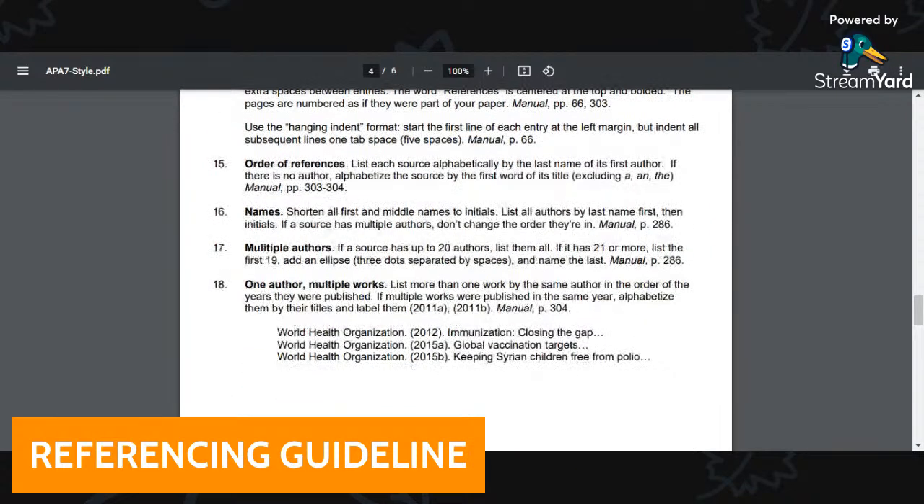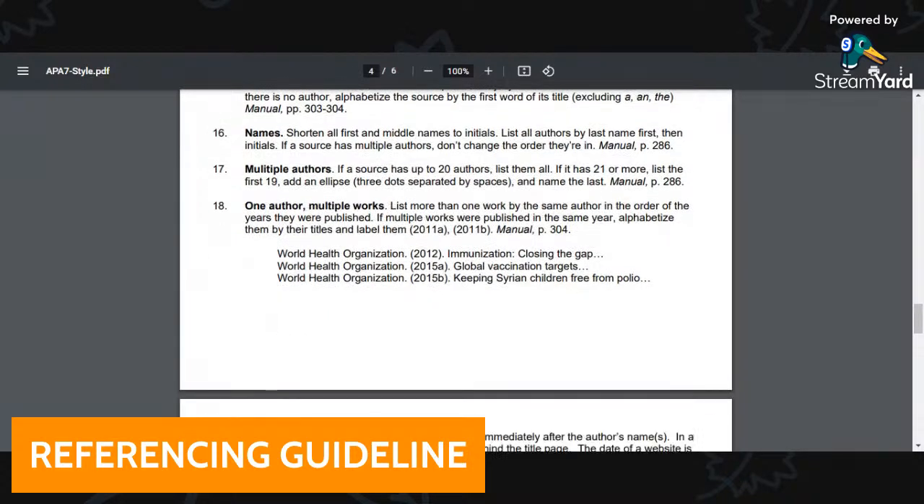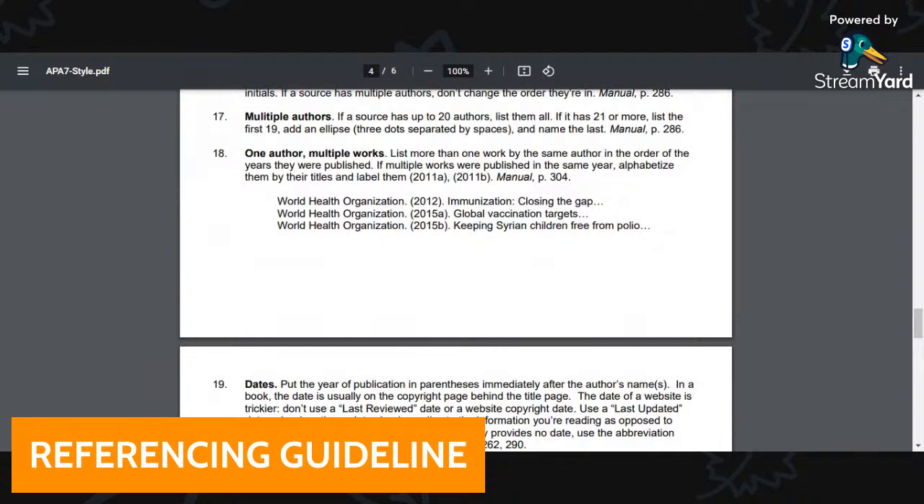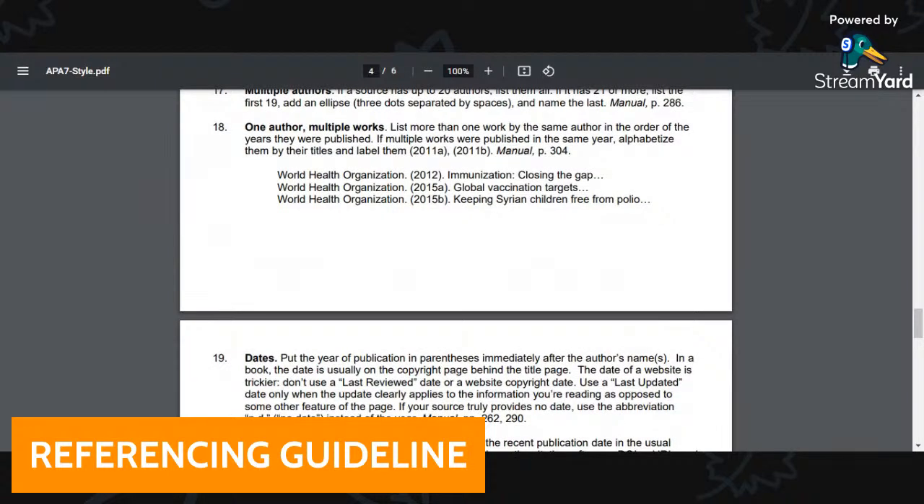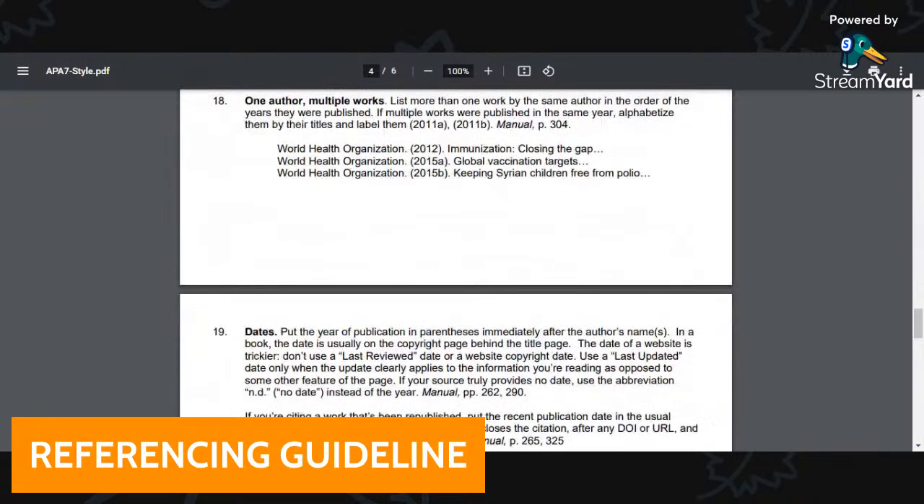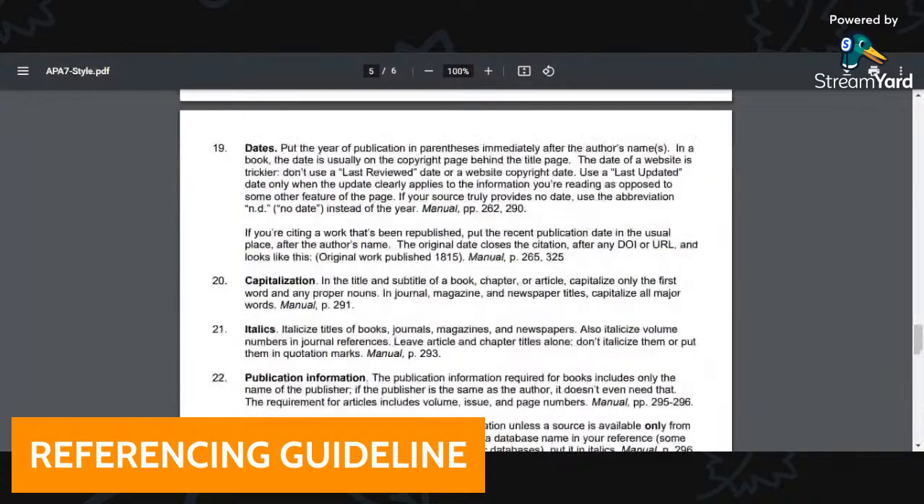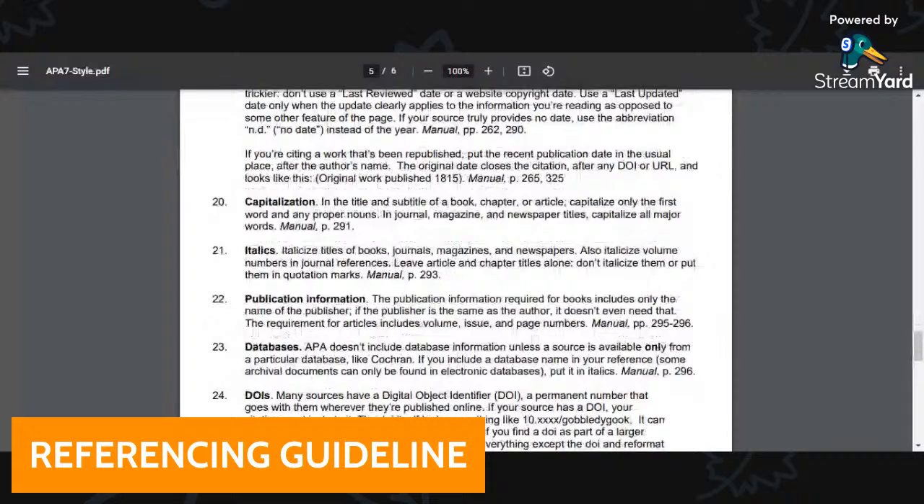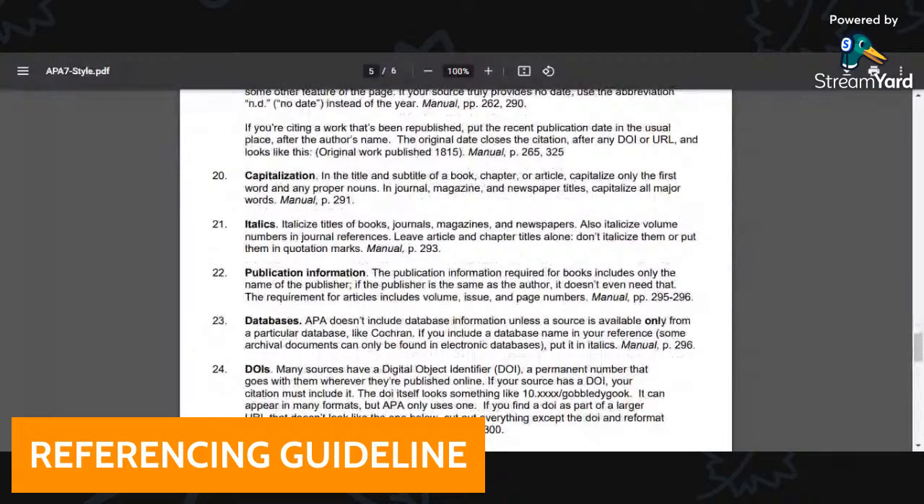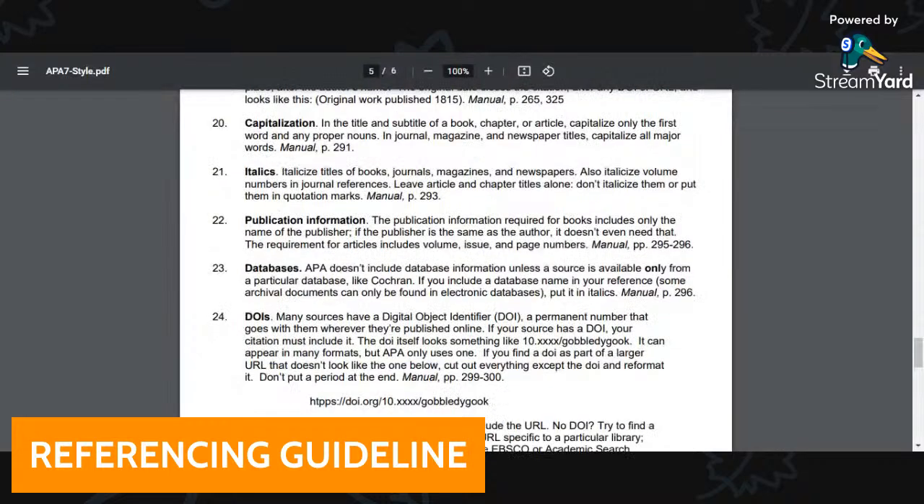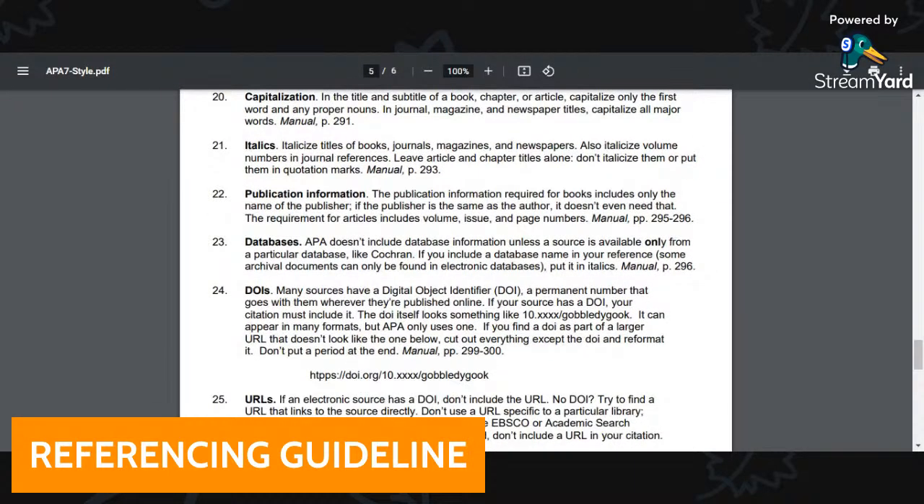One author or multiple works. Here it is word organization, help organization, and having different words we can use accordingly. Dates: how we have to use the dates in our citation, capitalization, italics, publication information, databases, DOIs. DOI stands for Digital Object Identifier, a permanent number that goes with them wherever they are published online. How we can use them? It is also given. URLs.